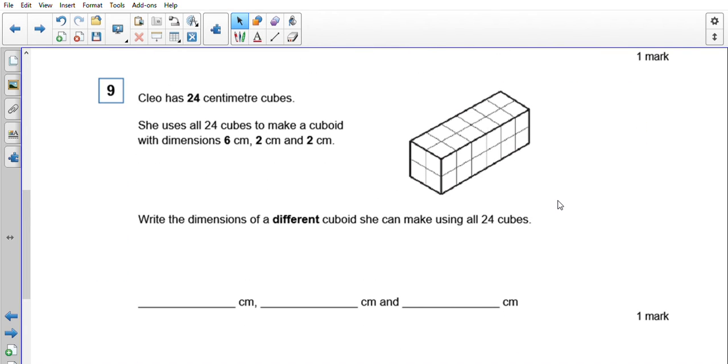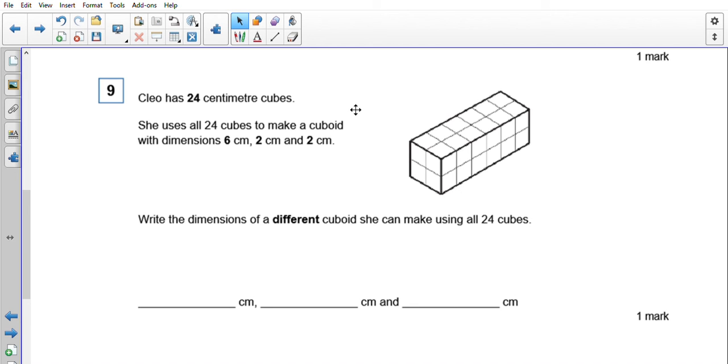Cleo, hiya Cleo, shout out to you, has 24 centimetre cubes. She uses all 24 cubes to make a cuboid with dimensions 6 centimetres by 2 centimetres by 2 centimetres. Write the dimensions of a different cuboid she can make using all 24 cubes. You might be able to find various different versions of these. I haven't checked the answers, but there should be that included.